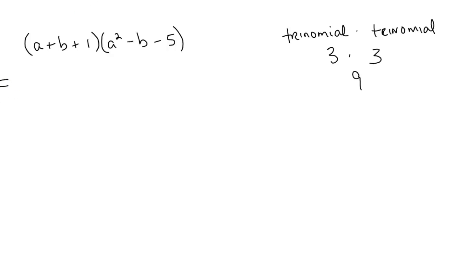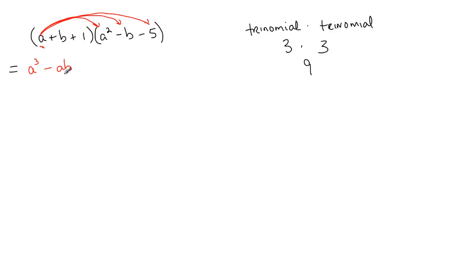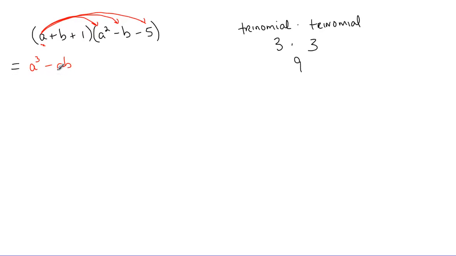Well, let's start with the first term, this a, and let's distribute to every term in the second polynomial. A times a squared is a cubed. A times negative b is negative ab. Yes, I could write ba. In fact, it doesn't matter. They're both right. I prefer to put the a first and write them alphabetically because it makes it far easier to find like terms later. A times negative 5 is negative 5a.